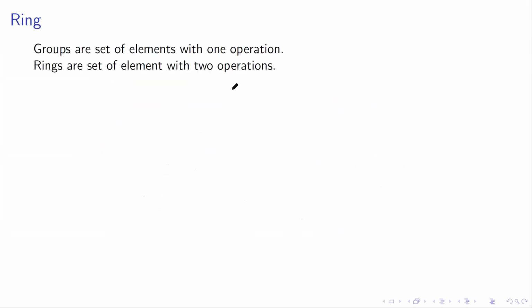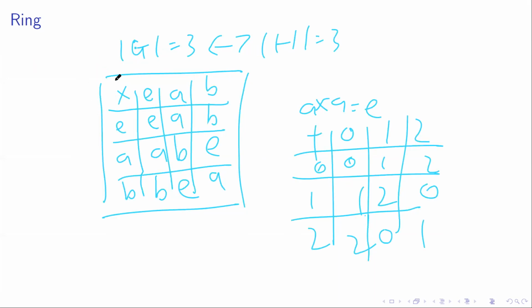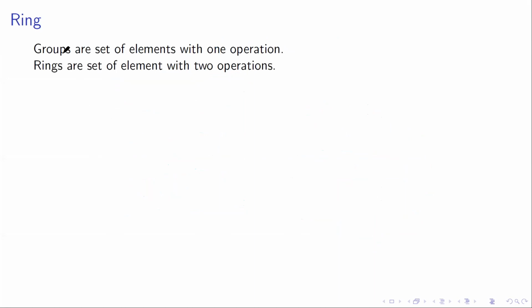Okay, so now let's talk about rings. So what are rings? We have introduced what a group is. We know that a group is a set of elements with one operation. But now what if we have two operations? If we have two operations and it satisfies certain properties, then we call it a ring.